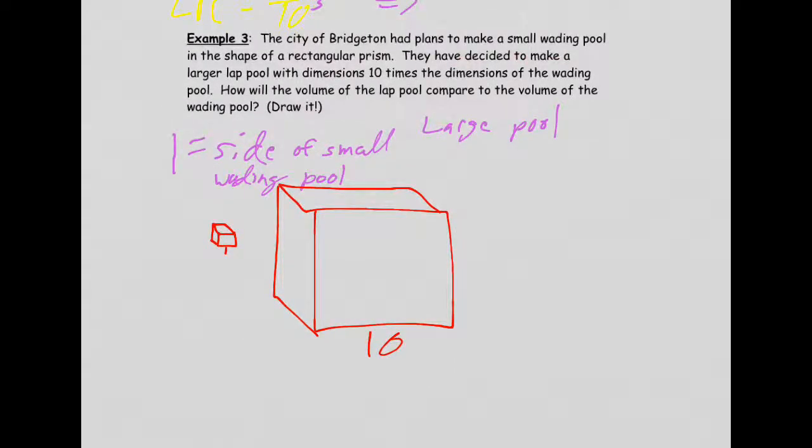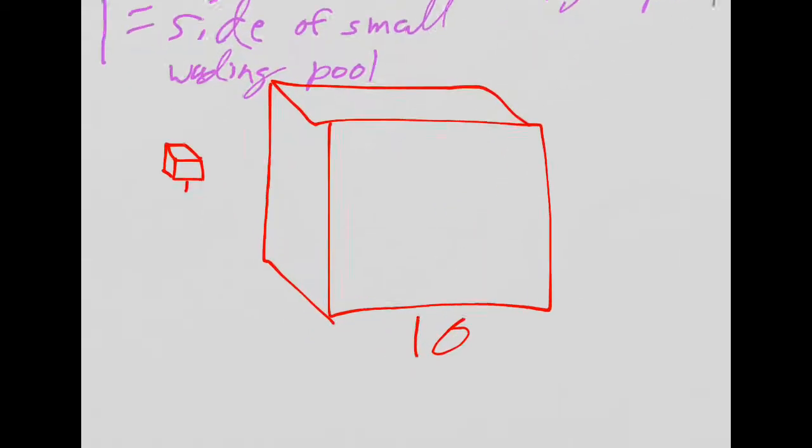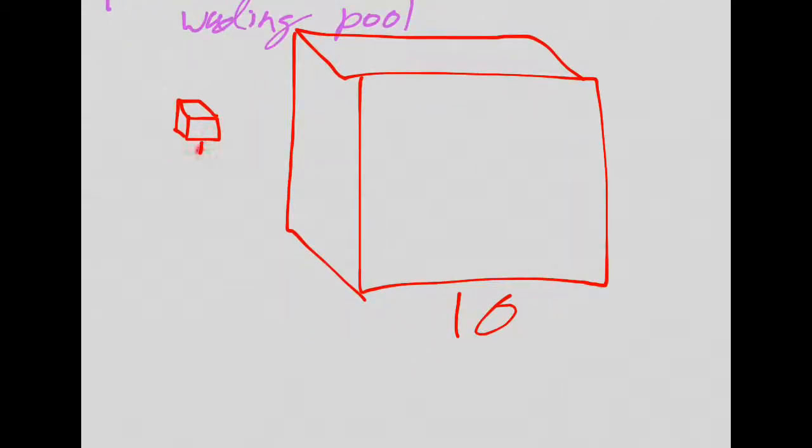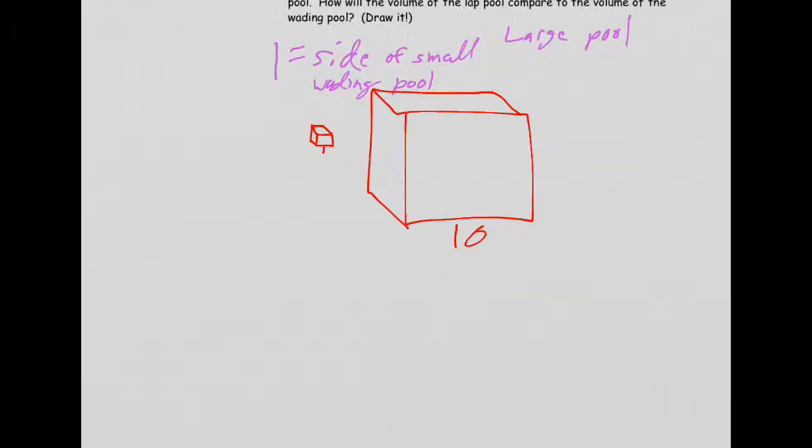Because they've decided to make a larger pool with dimensions 10 times the dimensions of the wading pool. That means your length is going to be 10 times your length. So 10 times 1 is 10, of course. And whatever it would be, this will be 10 times what the smaller one is. So basically you just know that your length ratio is 1 to 10.